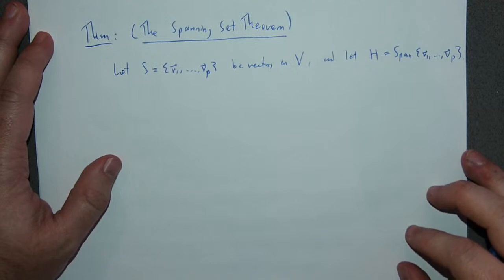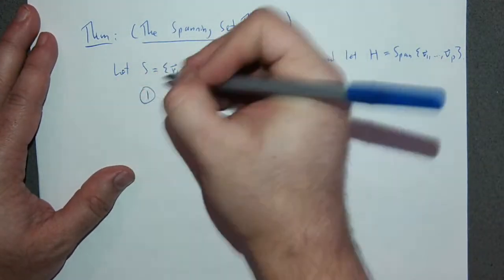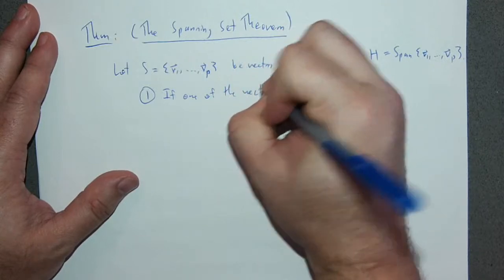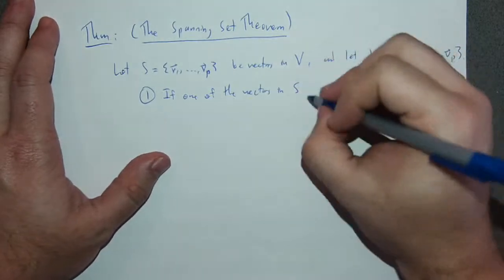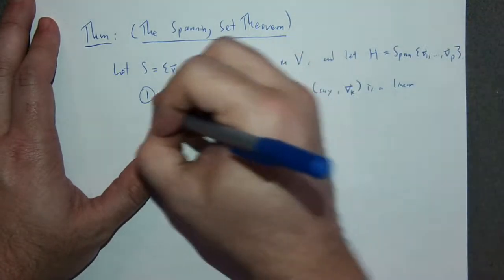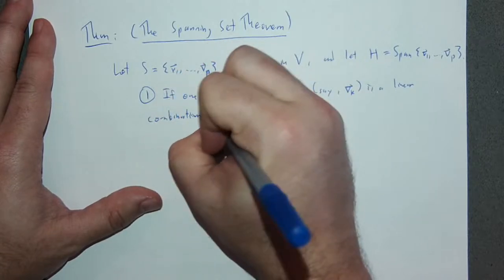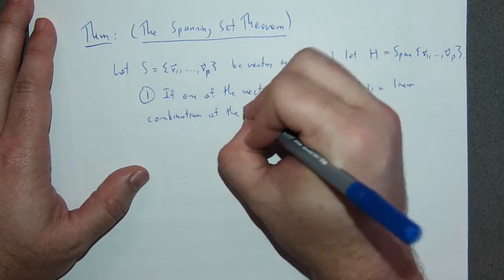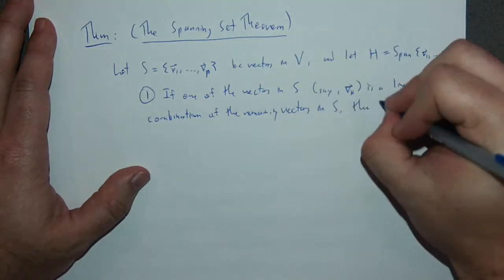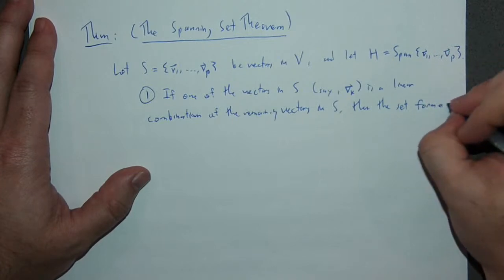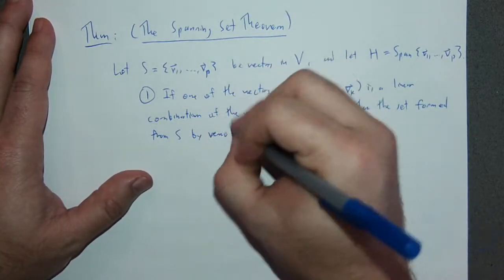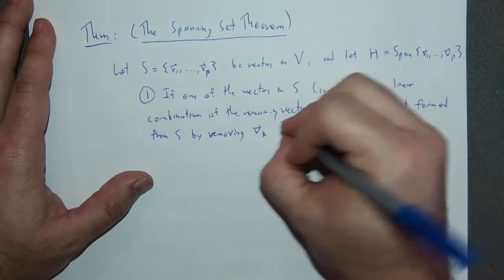Okay. All right. Then 2 things. If one of the vectors in S, say v sub k, is a linear combination of the others, so of the remaining vectors in S, then the set formed from S by removing v sub k still spans H.